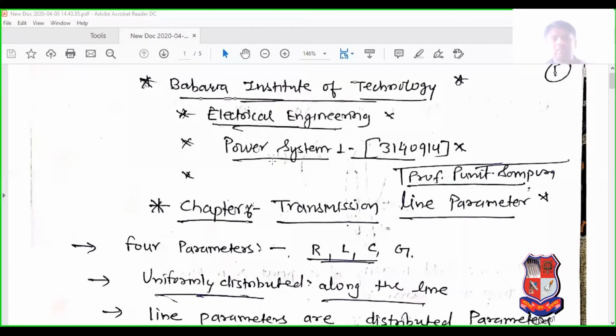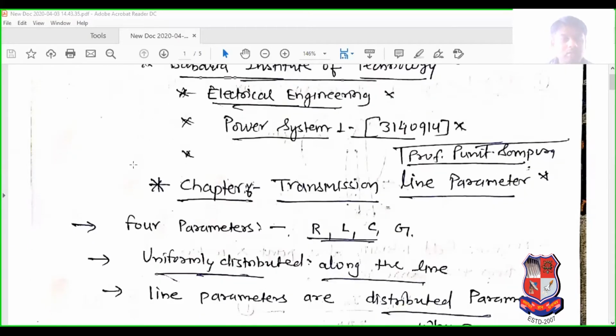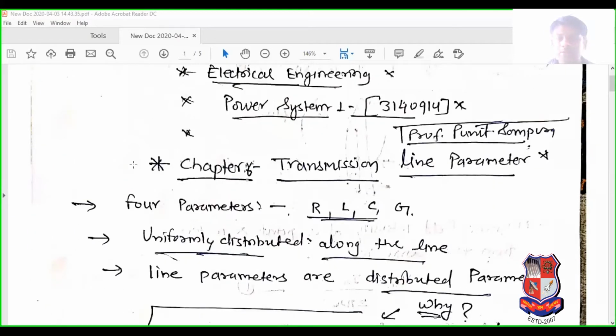Hello friends, good afternoon. My name is Punu Sompura and I am currently teaching Power System 1. The subject code is 3140914. Today we will start with chapter 6, transmission line parameters. First of all we will cover the introductory part, and later on we will go to the calculation of inductance and capacitance parameters.